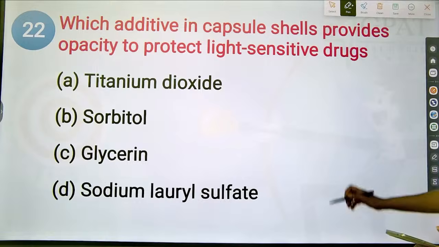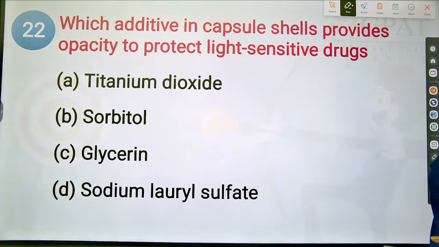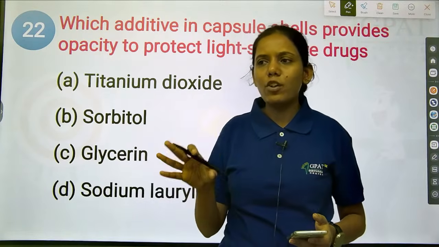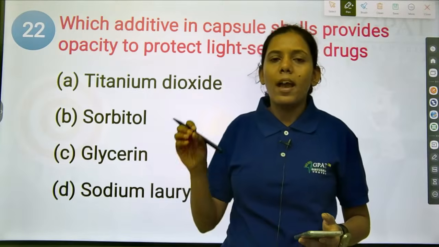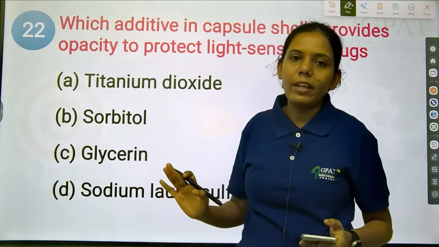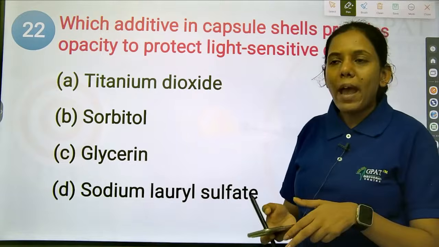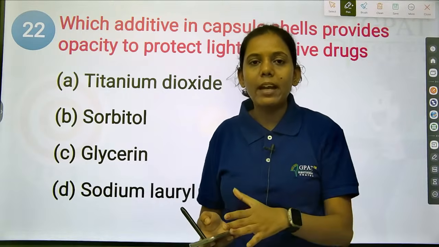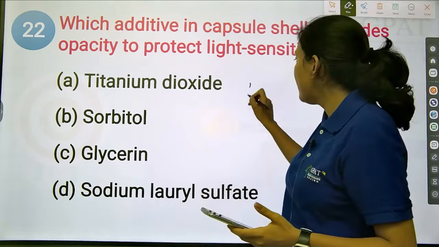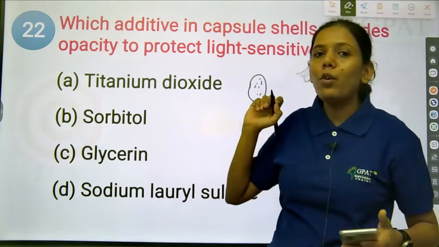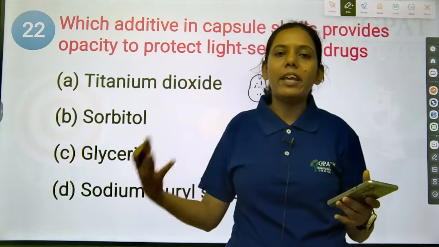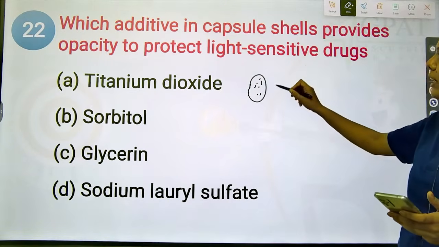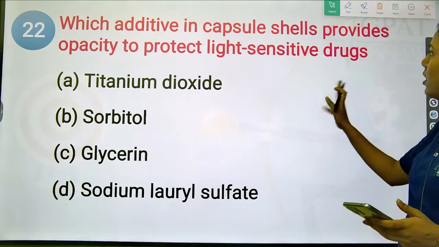Chalo, which additive in a capsule shell provides opacity to protect light sensitive drugs? Wherever the opacifier comes, whether it is your tablet, your capsule, or any dosage form, the classic example is titanium dioxide. When you want opaque nature, when you don't want the light to enter inside, you are creating a barrier. Your material is light sensitive, so simply you will give the titanium dioxide coating to protect the light sensitive drugs.